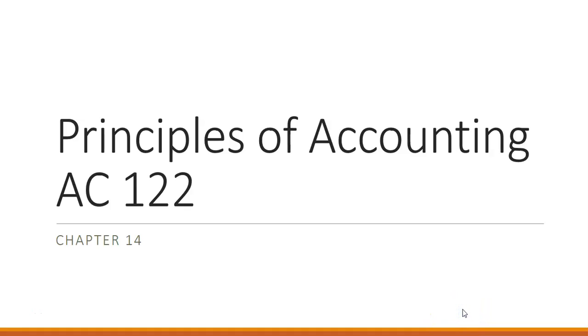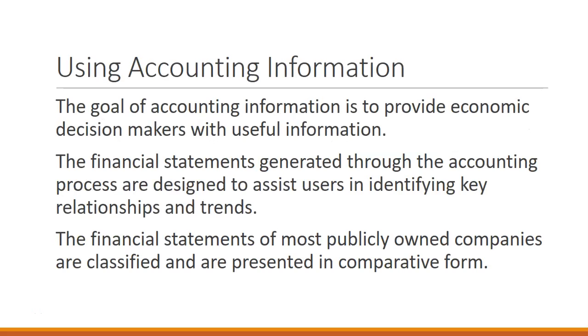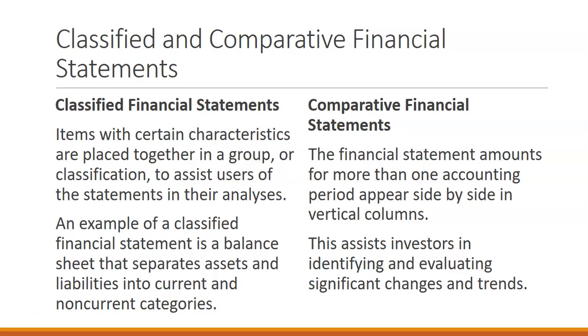Principles of Accounting 2, Chapter 14. In Chapter 14, we talk about financial statement analysis. So this is where we look at the accounting information and the financial statements that publicly owned companies put out that allow us to determine how financially stable they are by looking at key financial relationships and trends.